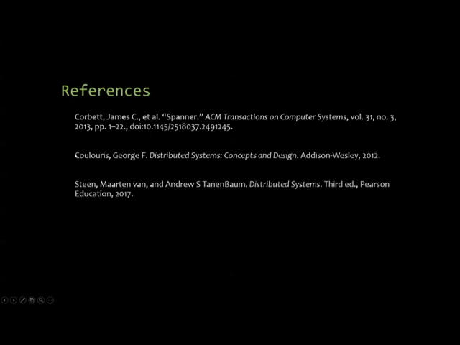For the background information, I used some of the textbooks that were recommended for class. Distributed Systems: Concepts and Design, I believe 5th edition, the most recent as of right now, which is 2018. And then Martin Van Steen's Distributed Systems, 3rd edition, published by Pearson Education. It's the textbook.